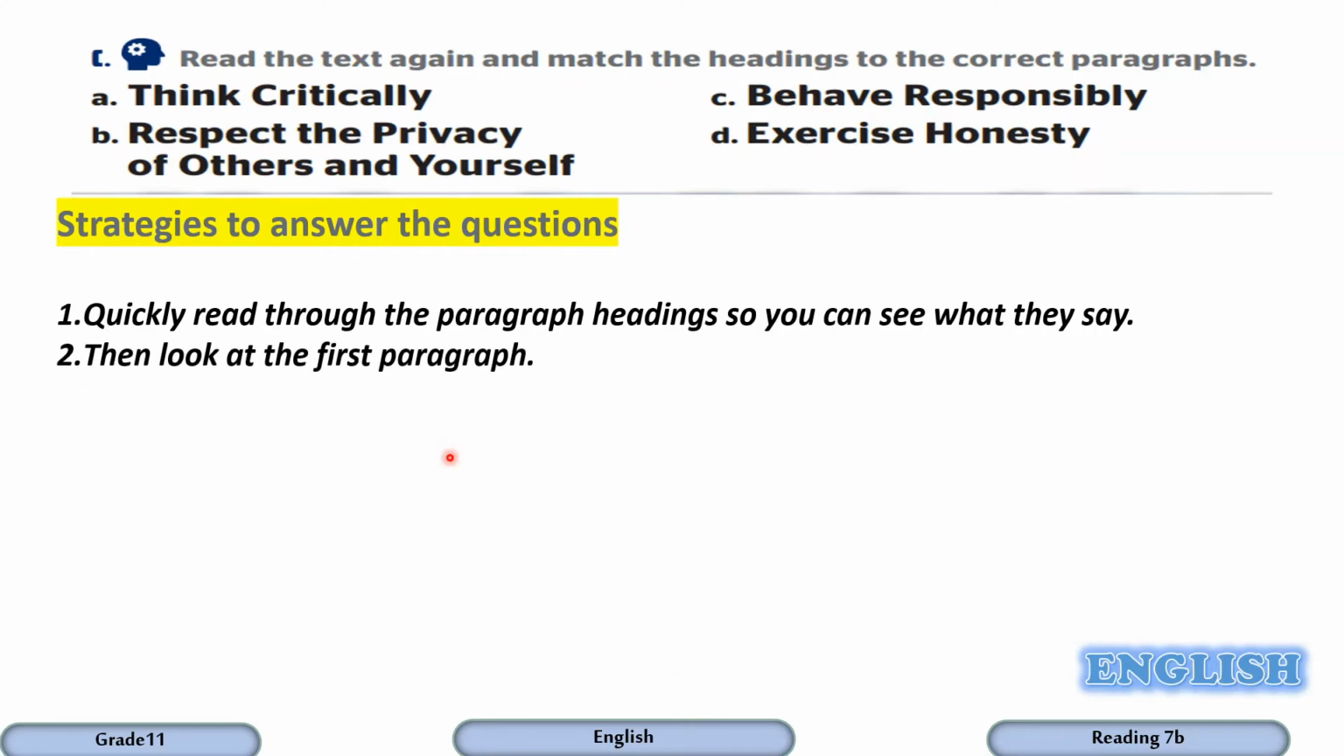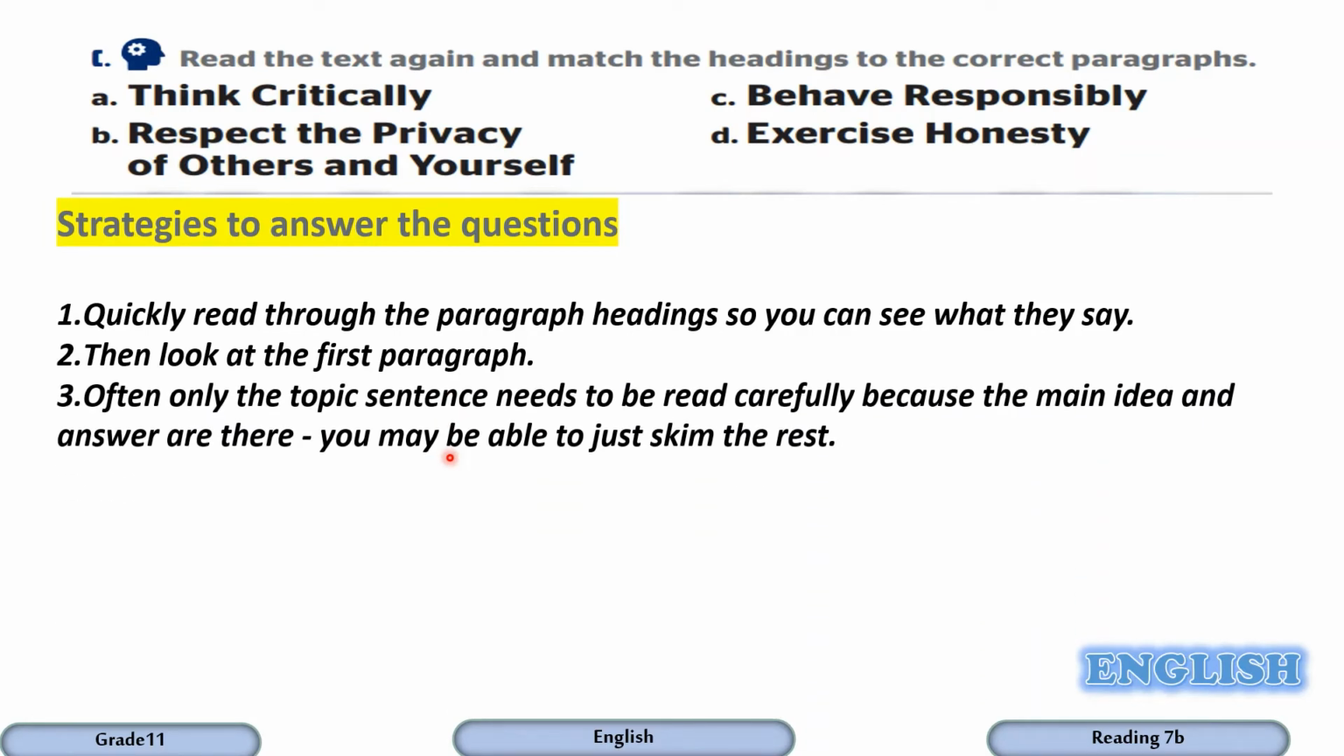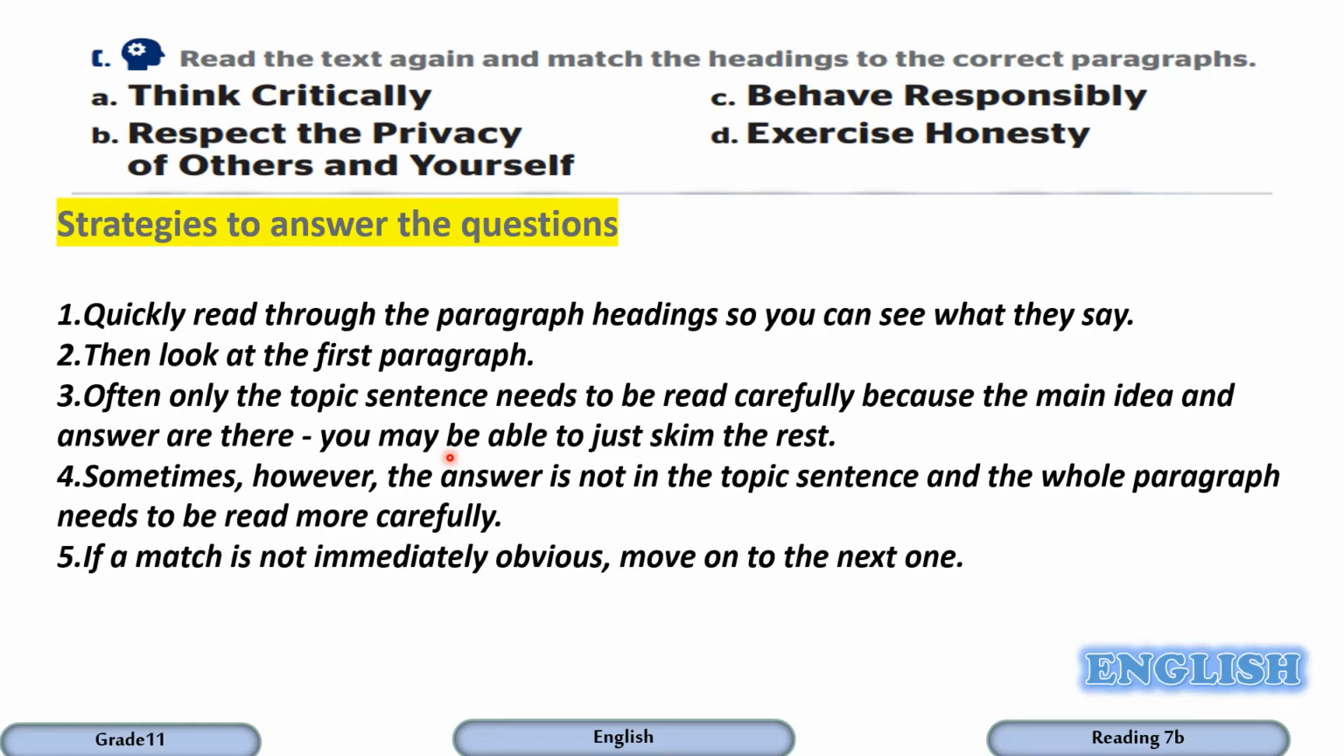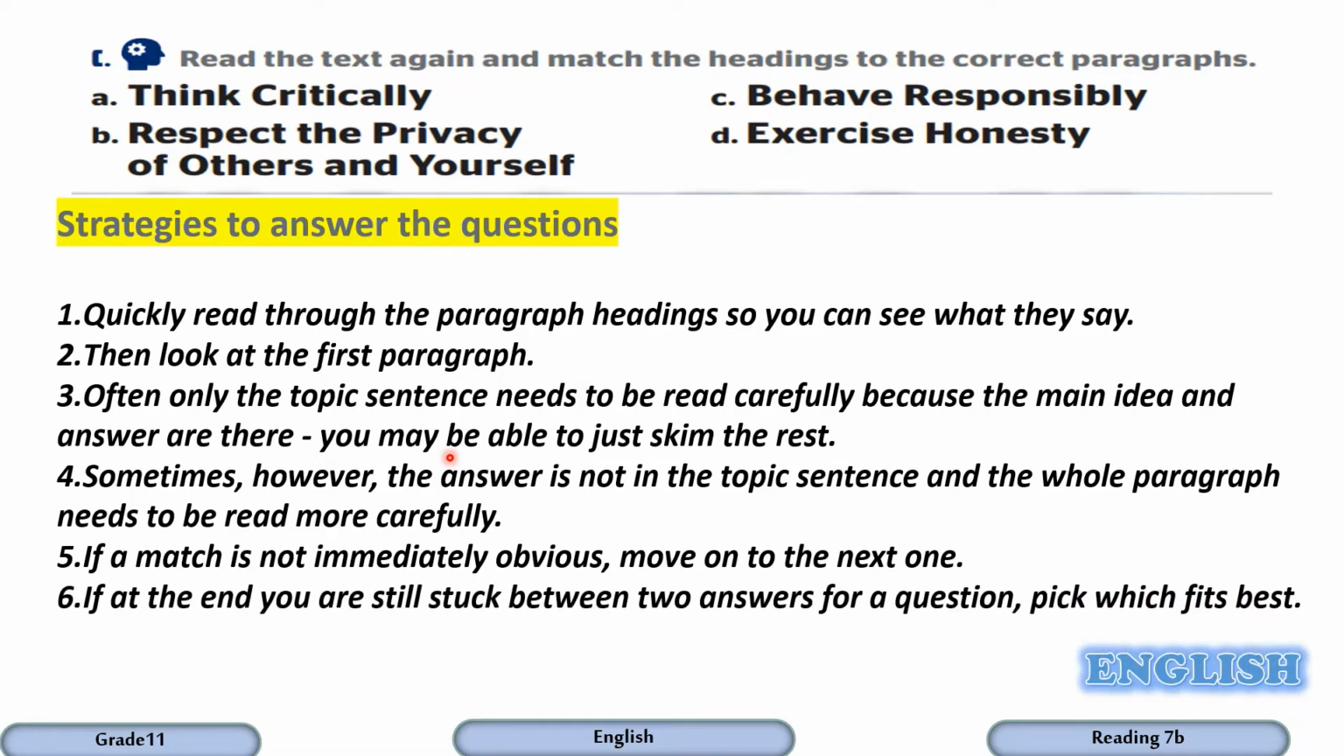Then look at the first paragraph. Often only the topic sentence needs to be read carefully because the main idea and answer are there. You may be able to just skim the rest. Sometimes, however, the answer is not in the topic sentence and the whole paragraph needs to be read more carefully. If a match is not immediately obvious, move on to the next one. And if at the end you are still stuck between two answers for a question, pick which fits best.